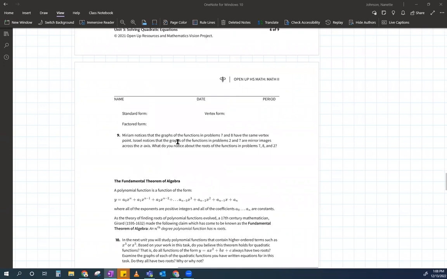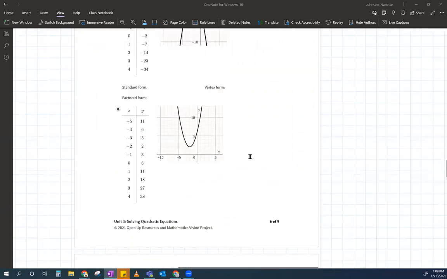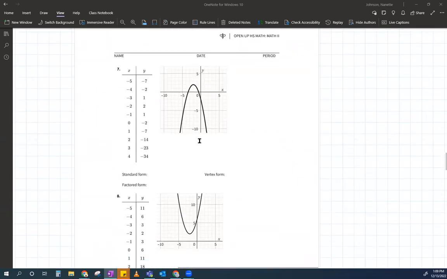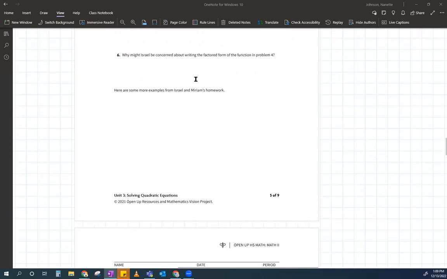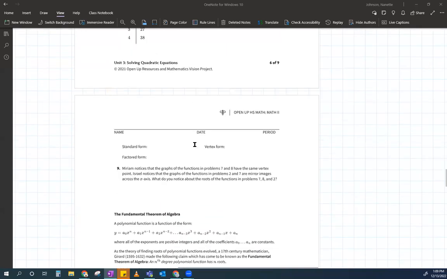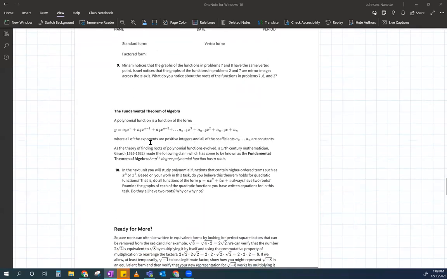So Miriam notices the graphs of problems 7 and 8 have the same vertex, and Israel notices the graphs of the functions in problem 2 and 7 are mirror images across the x-axis. What do you notice about problem 7, 8, and 2? We didn't do 7, 8, and 2, but if you notice, these kind of look similar to a couple of those, but you're not missing anything. But I did want to talk about this fundamental theorem of algebra.